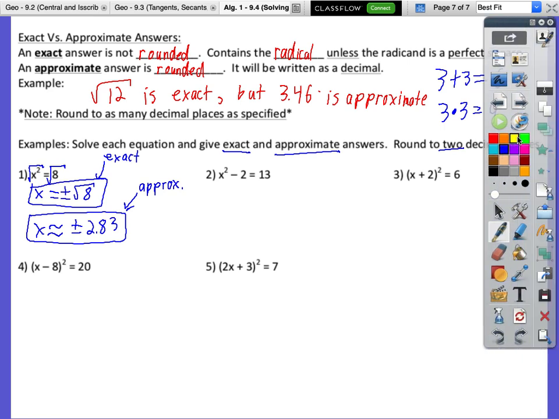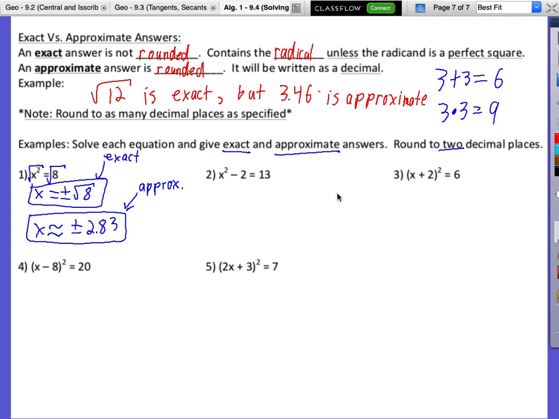Okay, we're going to look at number 2 here. What would be our first step in solving this? Get the squared term by itself. What is being squared here, though? It is x, okay? So we're going to get the squared term by itself. How do we get the squared term by itself, William? Add 2 to each side. x squared is equal to 15. So now we got the squared term by itself. Not necessarily x, but it is this time.